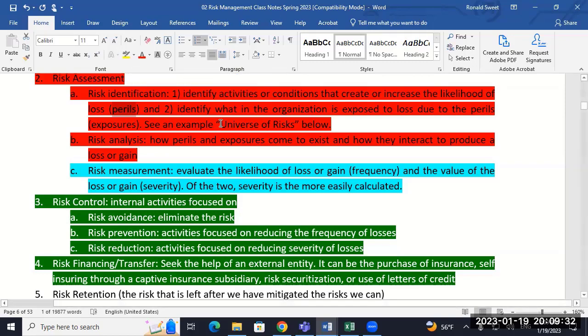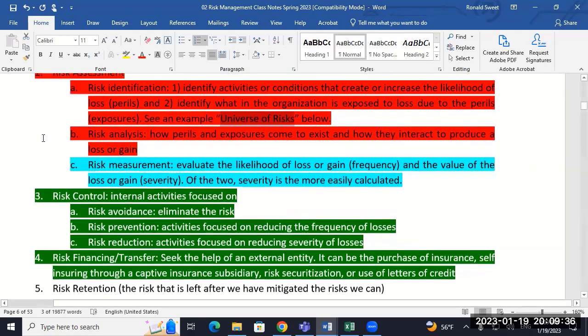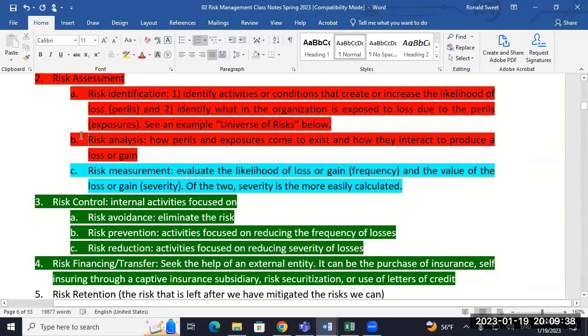But a universal risk, I'll show you my favorite universe of risk because it's one of my favorite firms. And then you have to do risk analysis, sometimes pretty obvious and easy, sometimes a little more complicated. How does that peril interact with the exposure to cause you a loss? Let's say you have a rag on the floor, an employee walks by, slips on the rag, gets injured. Okay, so the rag is the peril, the employee is the exposure. Pretty obvious how that fits together.